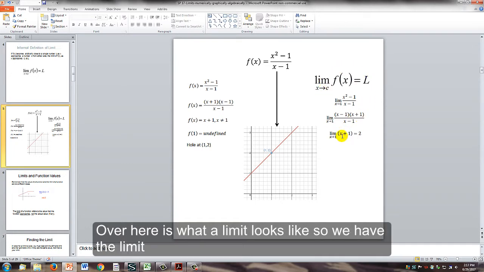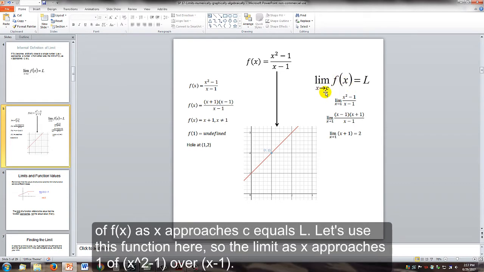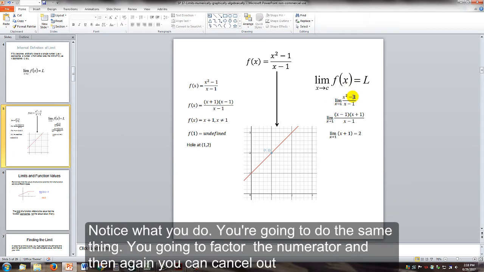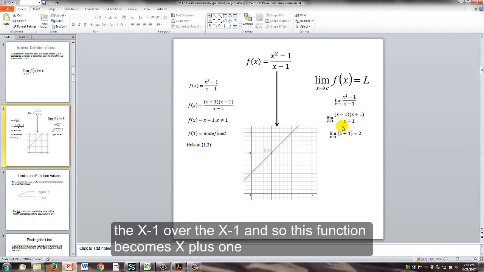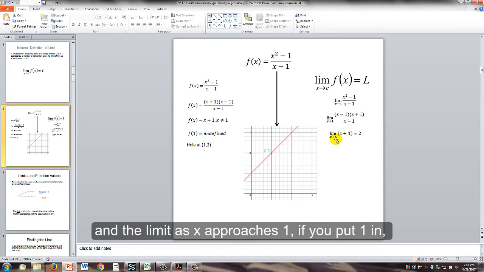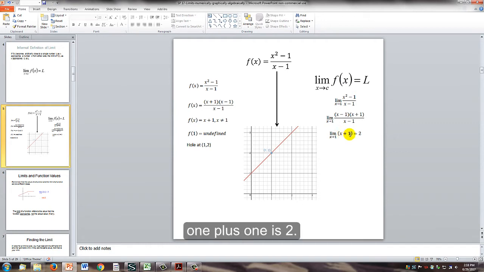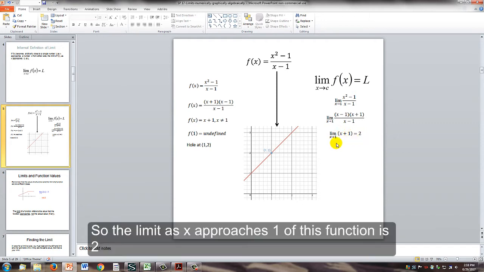Over here is what a limit looks like. So we have the limit of f of x as x approaches c equals L. Let's use this function here. So the limit as x approaches 1 of x squared minus 1 over x minus 1. Notice what you do. You do the same thing. You're going to factor the numerator, and then again you can cancel out the x minus 1. And so this function becomes x plus 1. And the limit as x approaches 1, if you put 1 in, 1 plus 1 is 2. So the limit as x approaches 1 of this function is 2.